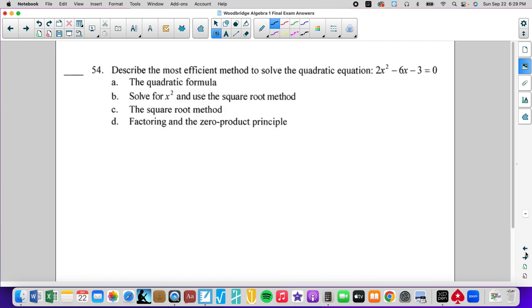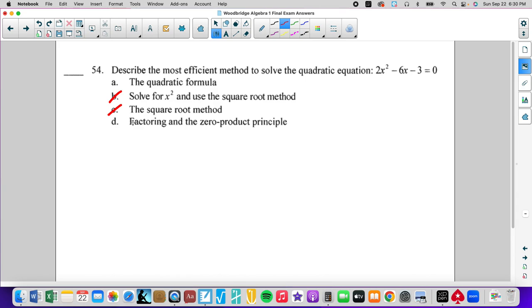And last but not least, describe the most efficient method to solve the quadratic equation. Well, we're not going to use difference of squares because we would have to get rid of that 2. We're not going to solve, right? So can we factor? Yeah, we could factor. Quadratic formula is nice. Solve for x. No, we can't solve for x because there's 2 x's. So we know that it's not going to be this. The square root method, we can't take the square root. That's sort of the same thing. Square root method, both of those the same. Factoring and zero product principle.